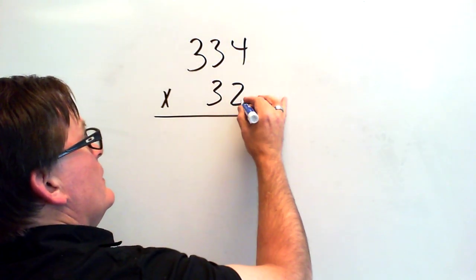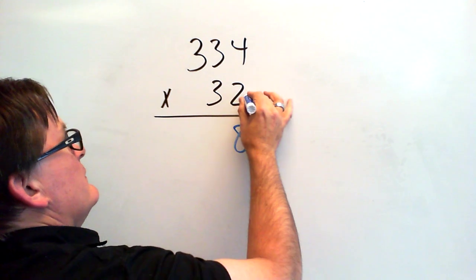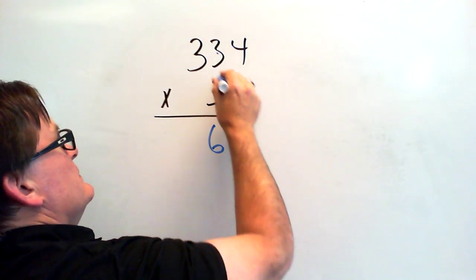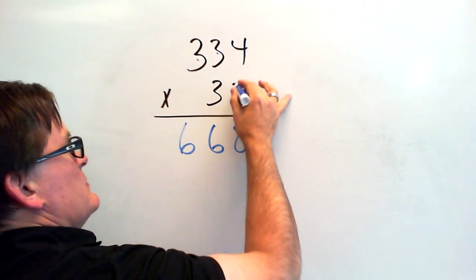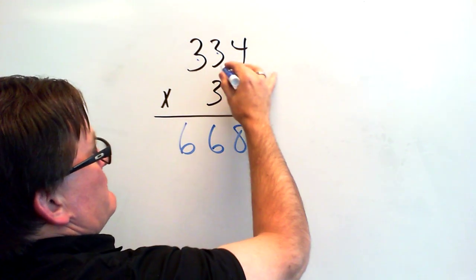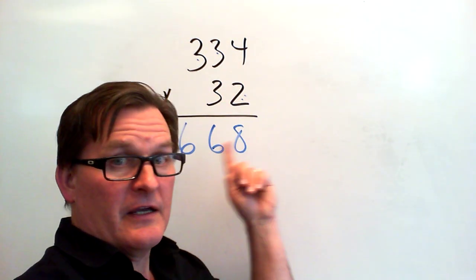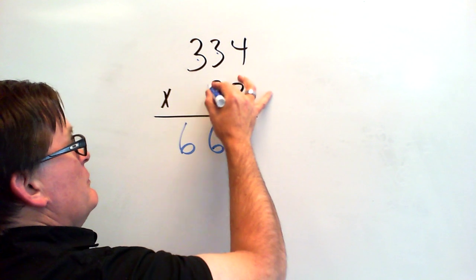Units row: 2 times 4 is 8, 2 times 3 is 6, 2 times 3 is 6. So we have 32 groups of 334, and we've taken care of 2 of them. Now let's move over to the 30.